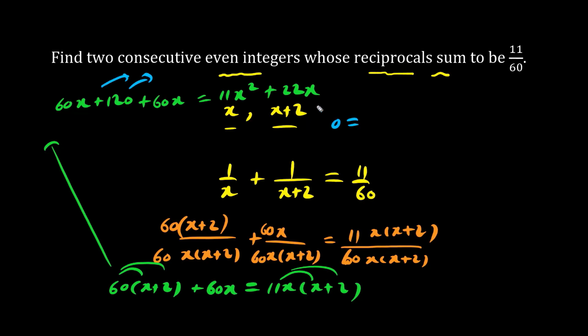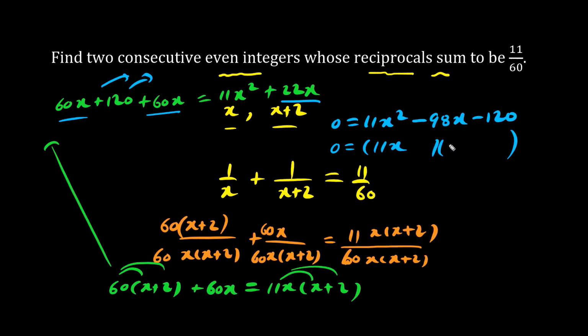So we have 0 equals, we have 11x squared, and we have 22x minus 60x minus another 60x is minus 98x. And we have 120 going to the right, so we have minus 120. After patiently factoring, this might take a while, we have 11x times x, and plus 12 minus 10 is this factored form.